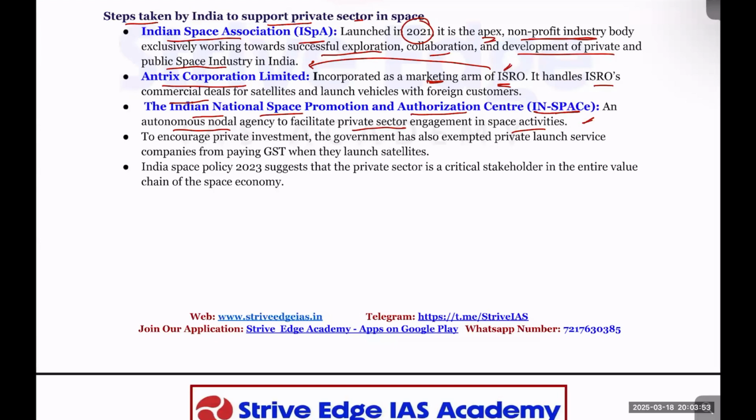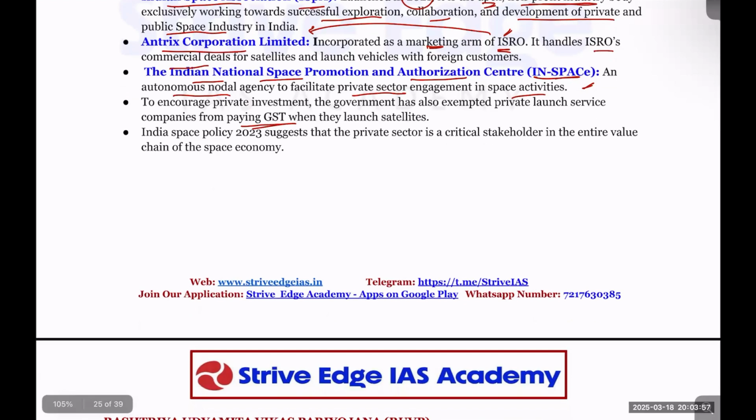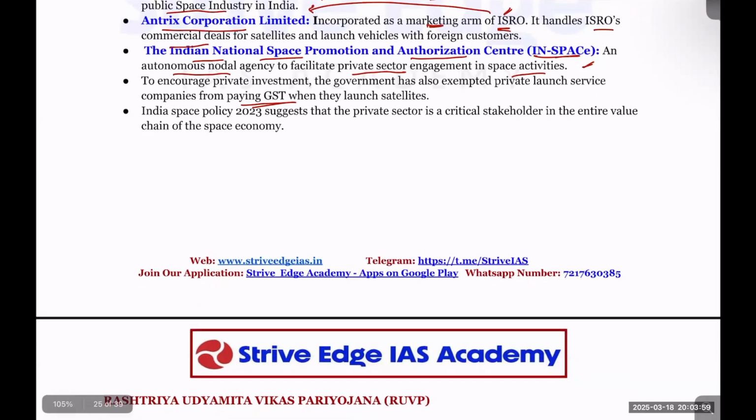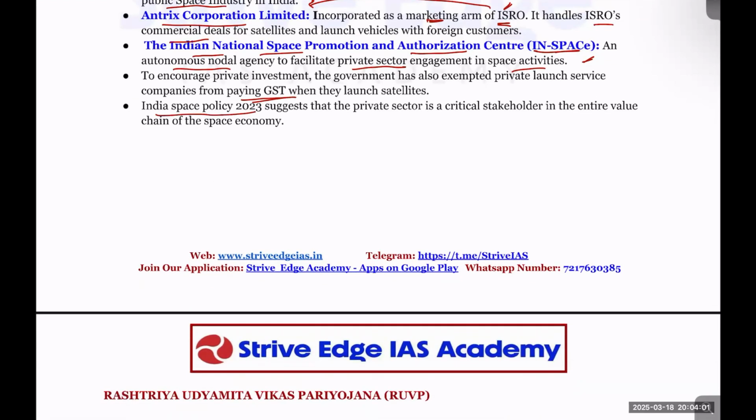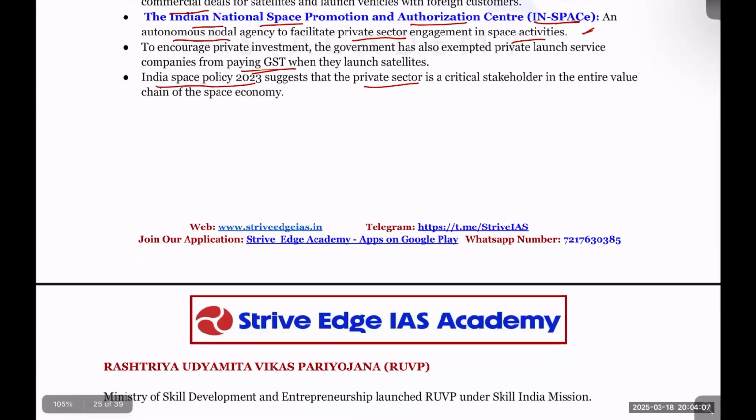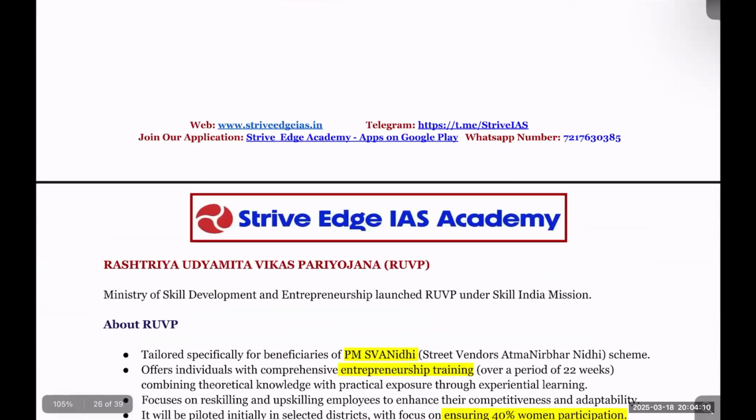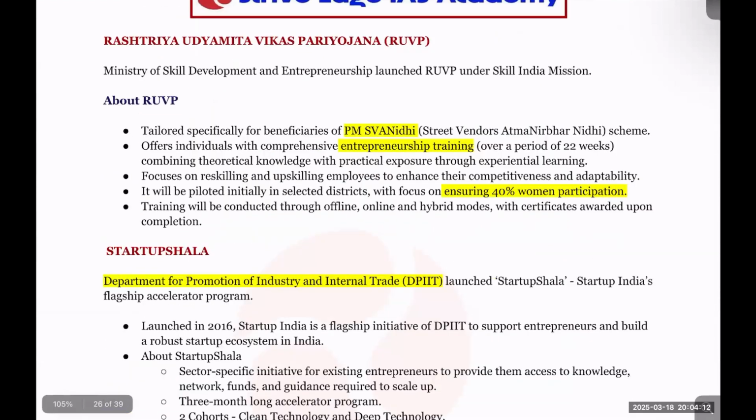Okay, the government has reduced the GST paid by the satellite or space sector, and India has also launched Space Policy 2023 that we have already talked about to increase the participation of the private sector. Right. So these are some of the initiatives that have been taken in the space economy sector.